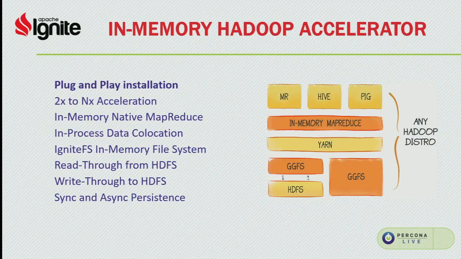The other component that might be interesting for those who work with Hadoop is called Hadoop Accelerator. It consists of two things. The first one is Apache Ignite in-memory MapReduce implementation. So it just operates faster than the default one available for you in Hadoop. And the other is Ignite in-memory file system, which is an HDFS compliant file system. What you can do is plug it in between your Hadoop-based application and your HDFS, and that's it.